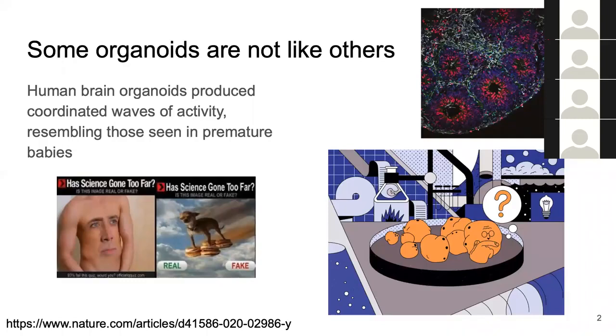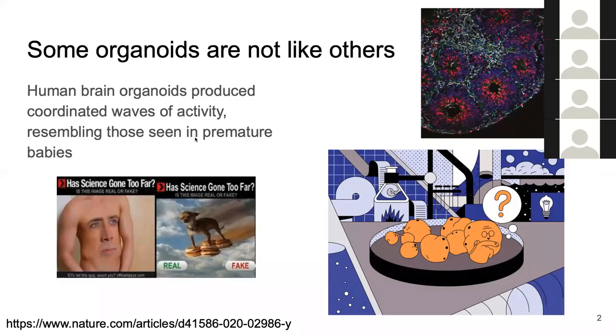And we discussed organoids last time, but it turns out that some organoids are not like others, in the sense that if you make organoids from human brain, if you induce stem cells to make them neurons, they can create very sophisticated structures. And it turns out that these human brain organoids can produce coordinated waves of activity when you stimulate them. And what scared researchers in this case is that these waves are very close to what we can see in premature babies when you stimulate their brain.